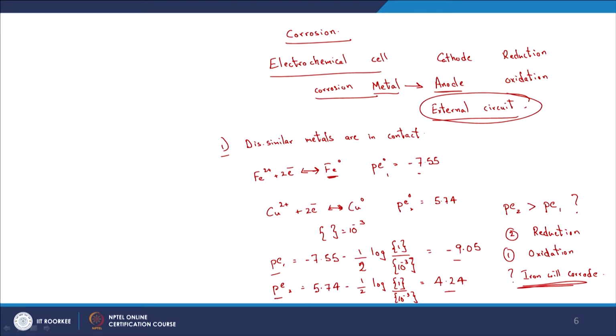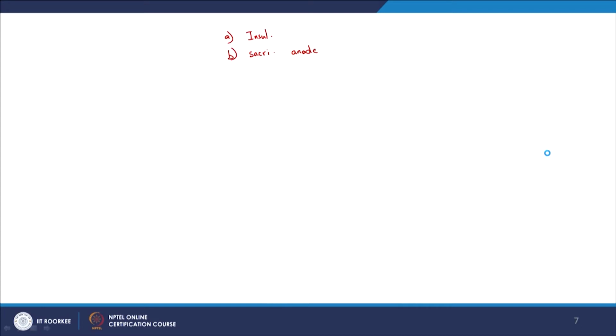Let me just list that. So how can I control it? One would be insulating material, and the other would be a sacrificial anode. You will choose another metal, something like pe2 greater than pe3, and that will act as your sacrificial anode, thus protecting your particular metal, which is iron, that you want to see to it does not corrode. So you are going to provide a sacrificial anode rather than the metal surface of iron acting as your anode. So that is one particular case.